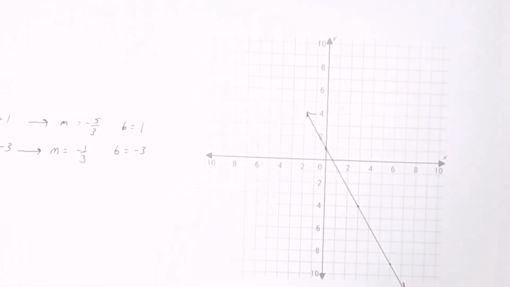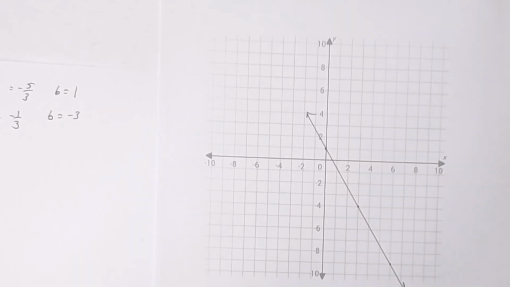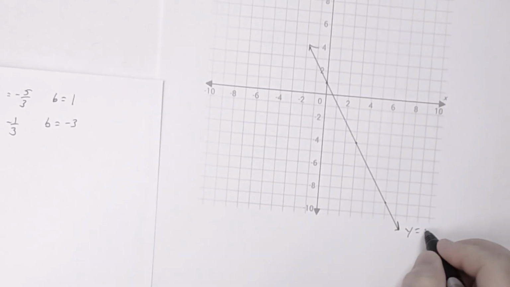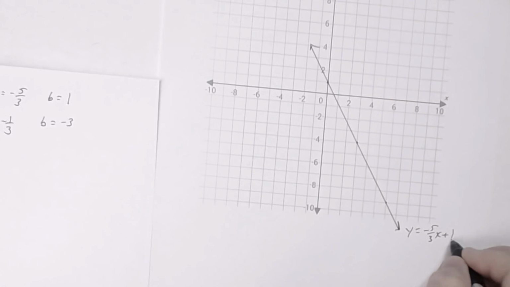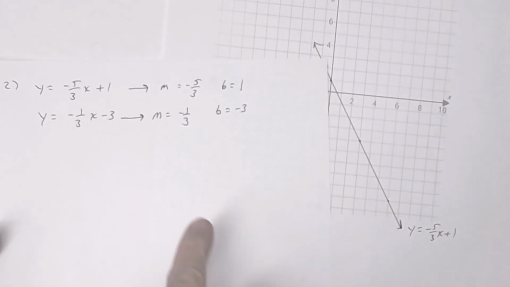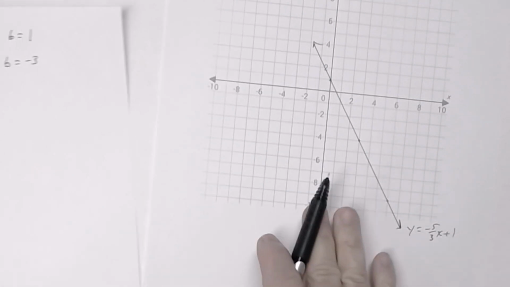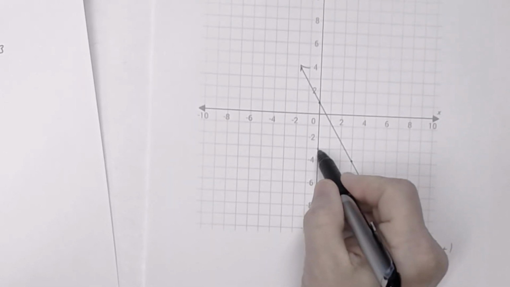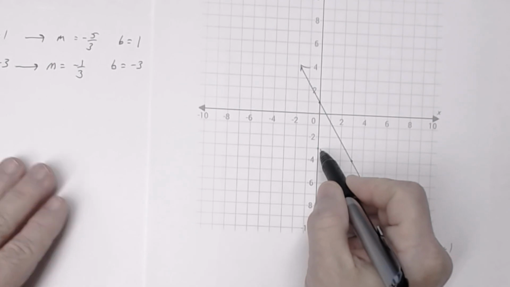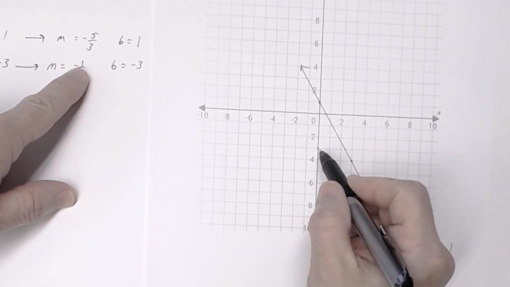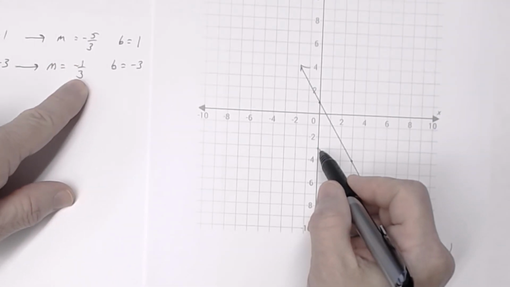All right. So that is the line. I'm going to put that here. That is the line y equals negative 5/3 x plus 1. All right, let's do the other line. So the other line has this information. This time the y-intercept's a negative 3. So here's negative 3 right here. And then from this point, I'm going to go down 1, and to the right 3.